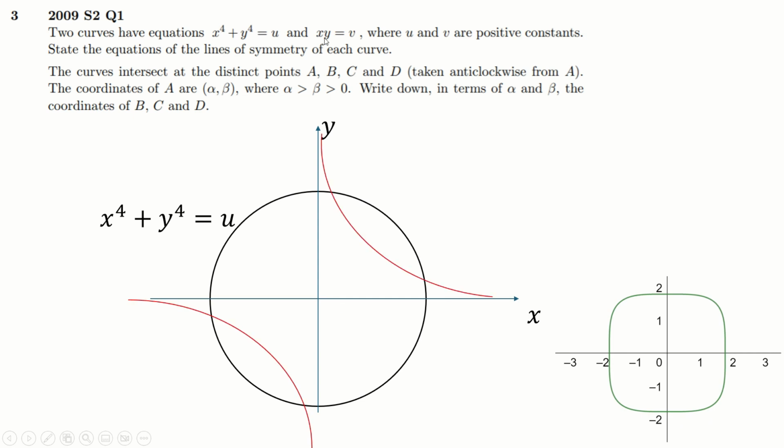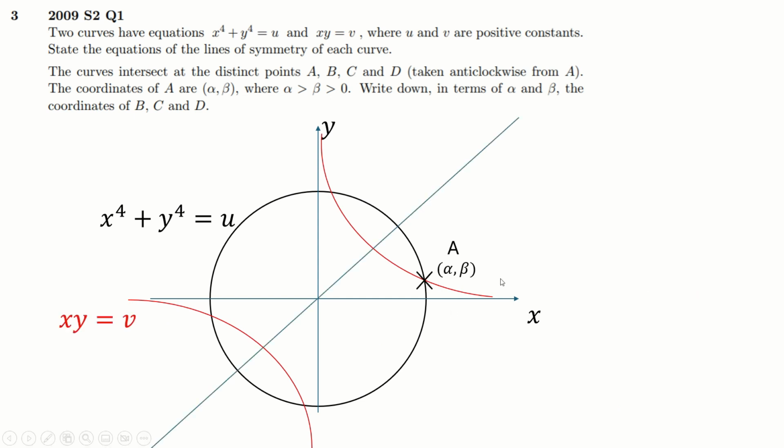But anyway, it doesn't matter for our purposes because all we're doing is sketching. Of course, I've already said this is y equals v over x, so it's the one that goes dum dum. And so our 4 points are A, B, C, D, reading anti-clockwise as it tells us to do. Now, A, as they've told us, is alpha, beta. They haven't told us the coordinates of B, C, or D, but we can work them out based on the symmetry that we just discussed.